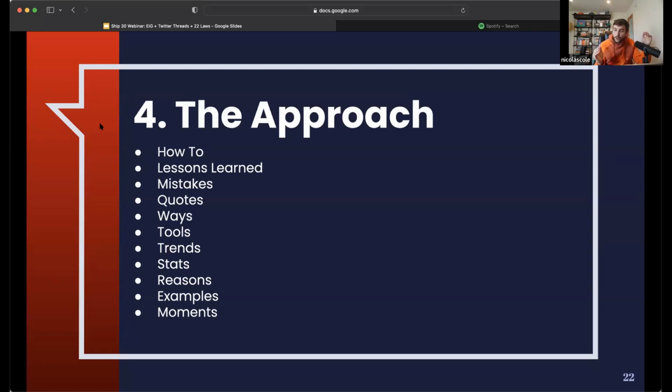And a much easier way to organize your content is to pick one approach and go, in this essay, in this blog post, in this whatever it is that you're writing, Twitter thread, here are the lessons learned, or here are the mistakes, or here are the reasons, or here are the examples. You actually don't want to mix and match, because when you mix and match, it's very hard for the reader to know, where are we in the piece? What am I actually skimming? What am I actually looking for?